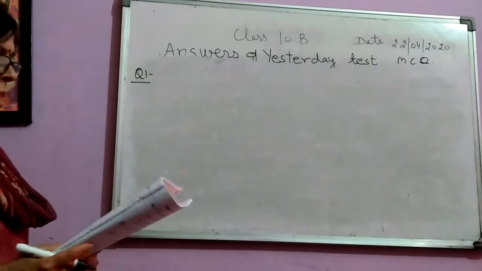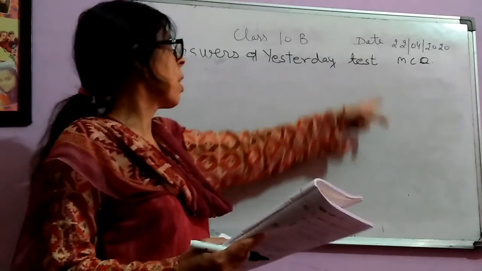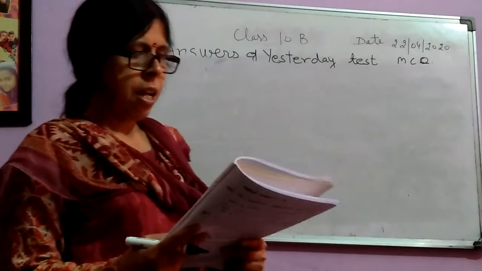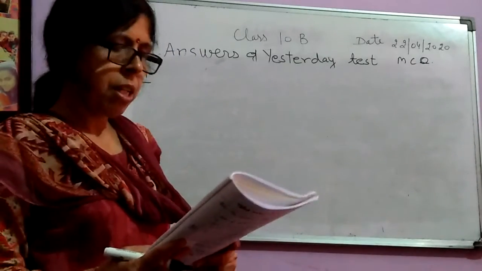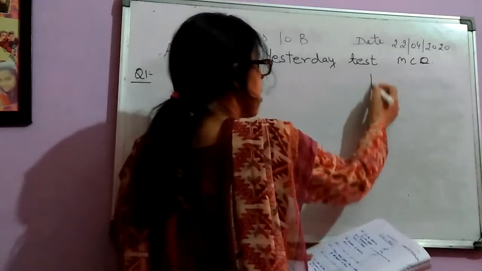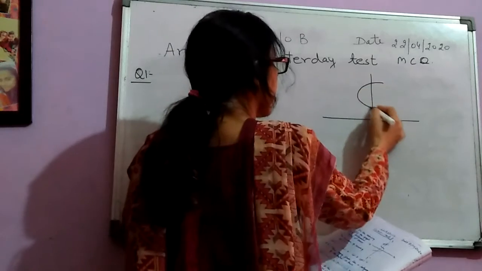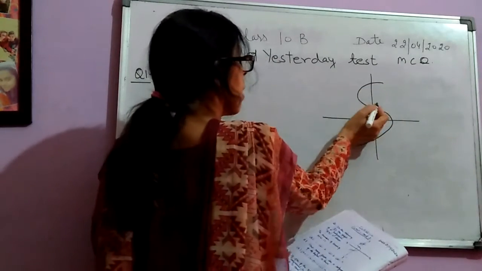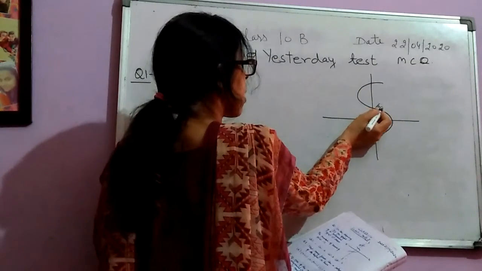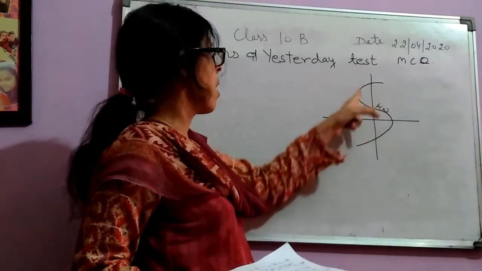My question first is in the adjoining figure. In the figure, you are given a graph of a polynomial, and you have to tell how many zeros this polynomial has. The graph is like this, the graph of polynomial p(x). How many zeros does this p(x) have?